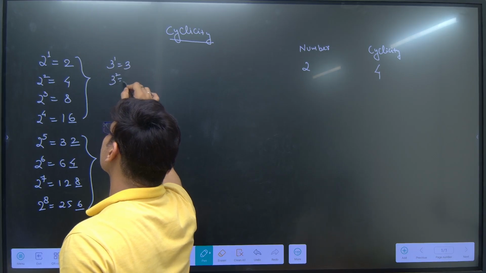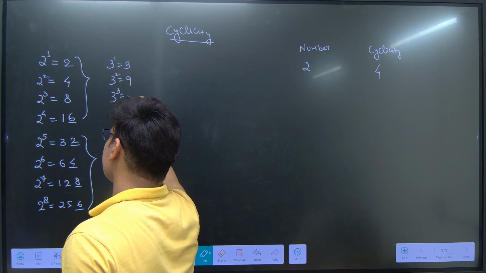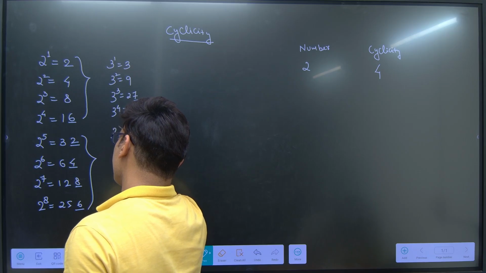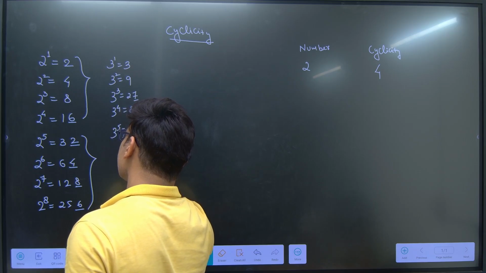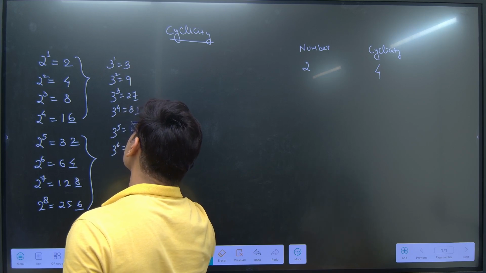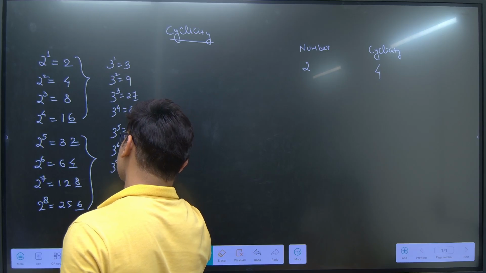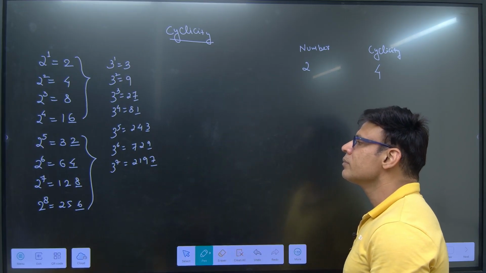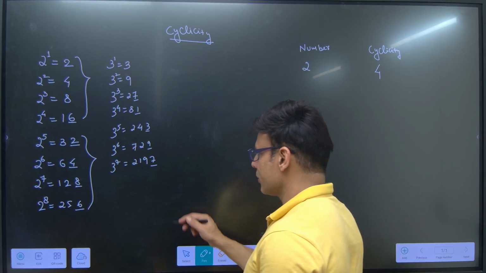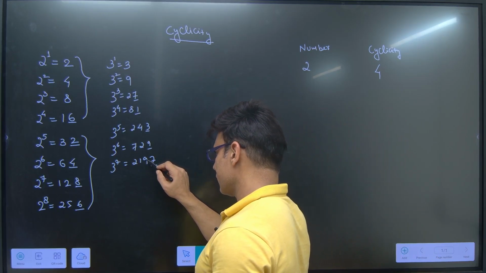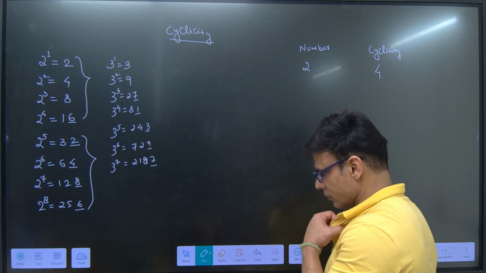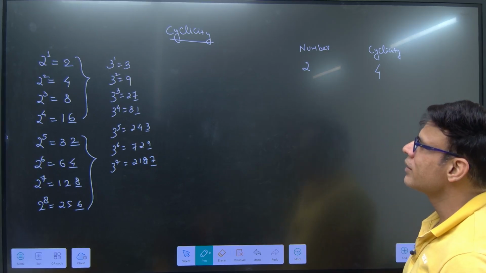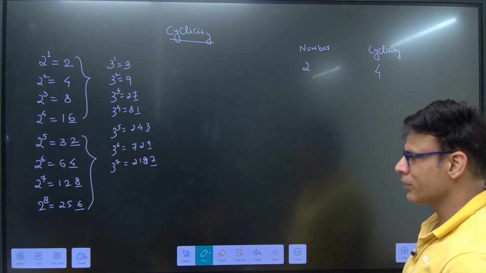3, 3 square is 9, 3 cube is 27, 3 raised to the power 4 is 81, 3 raised to the power 5 is 243, 3 raised to the power 6 is 729, 3 raised to the power 7 is 2187, and so on. The last digits are also repeating: 3, 9, 7, 1.